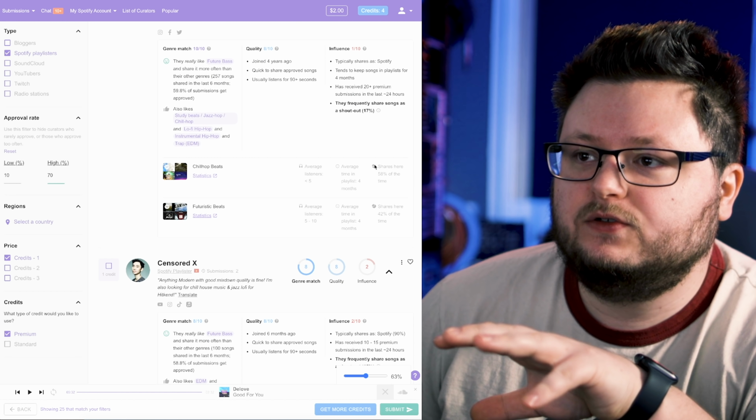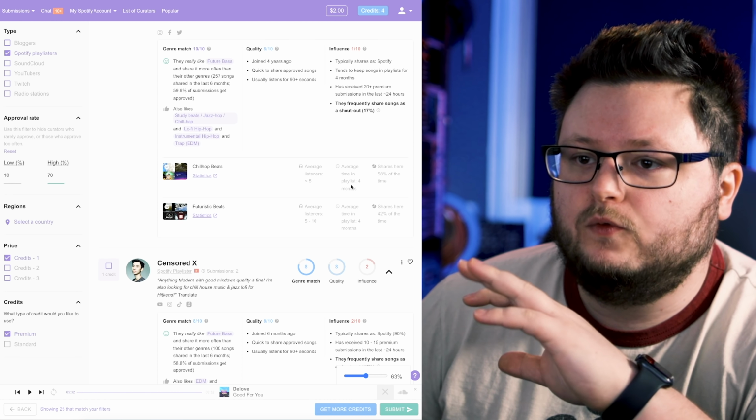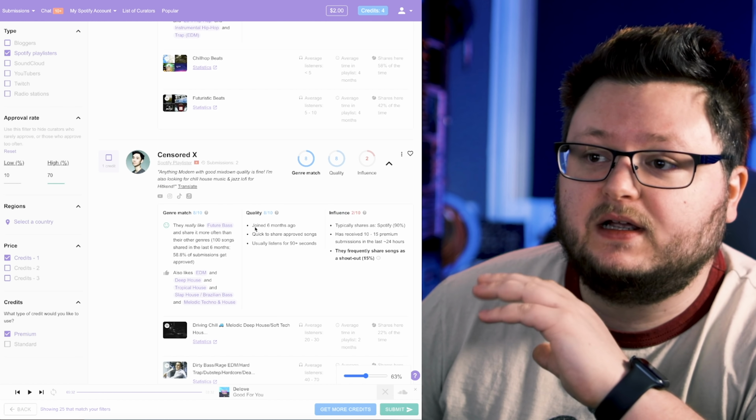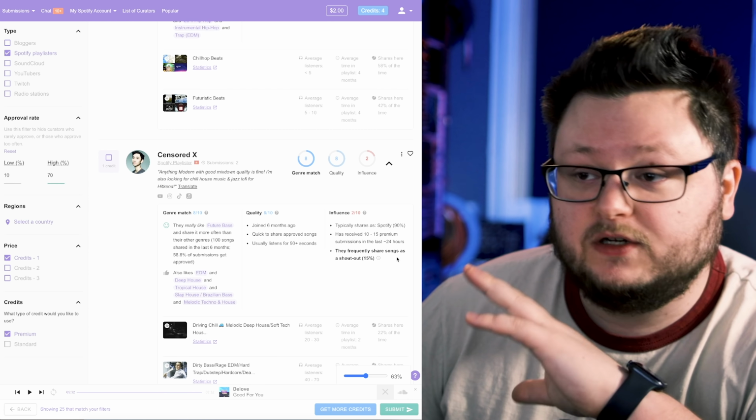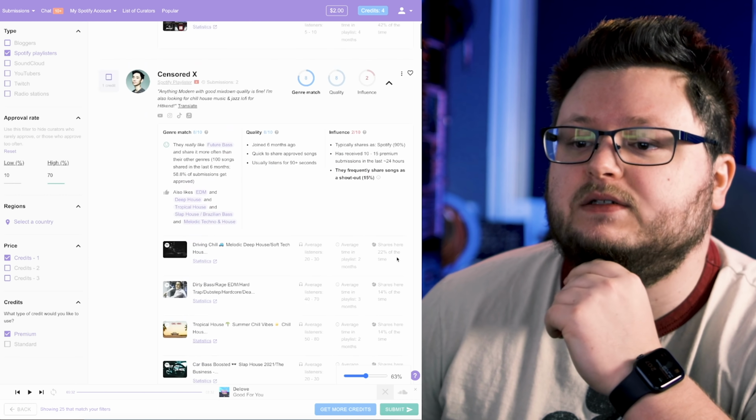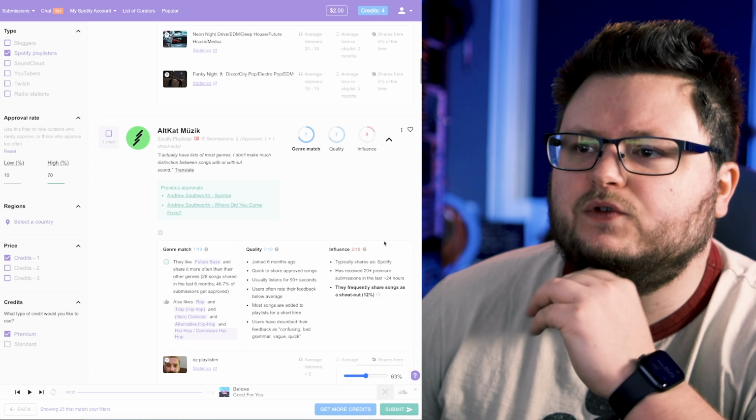You can see the average listeners, the average time that you'll be in the playlist, and other stats like how often they approve stuff, how often they share songs as shout outs instead of full shares, like they send it to a smaller playlist instead of the one you're pitching to. So there's a lot of data you can comb through.